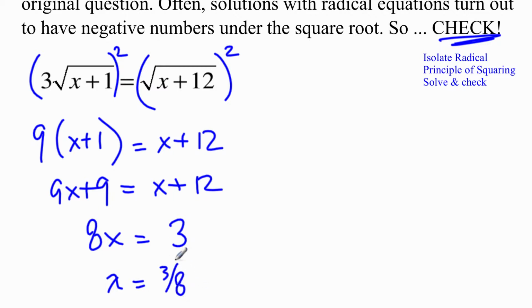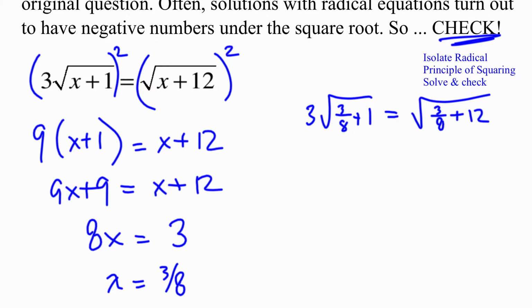Now, checking this one might be a little bit nasty. I might have to use the calculator on this one. So it'll be 3 times the square root of 3/8 plus 1. And is that equal to the square root of 3/8 plus 12? Okay, so let's bring out a calculator.